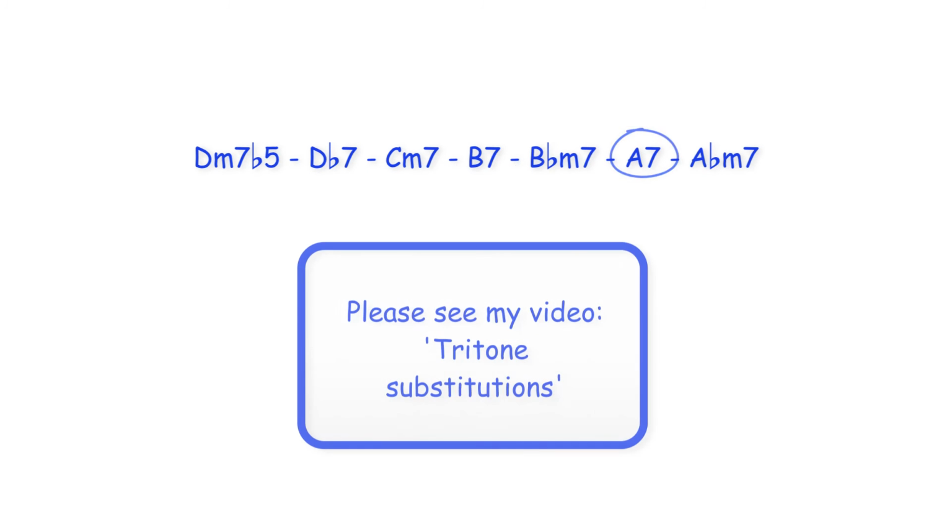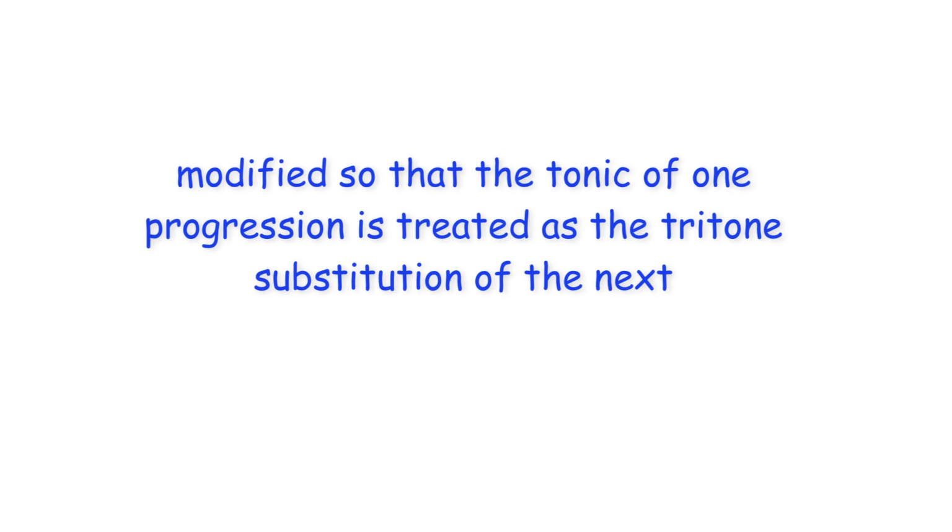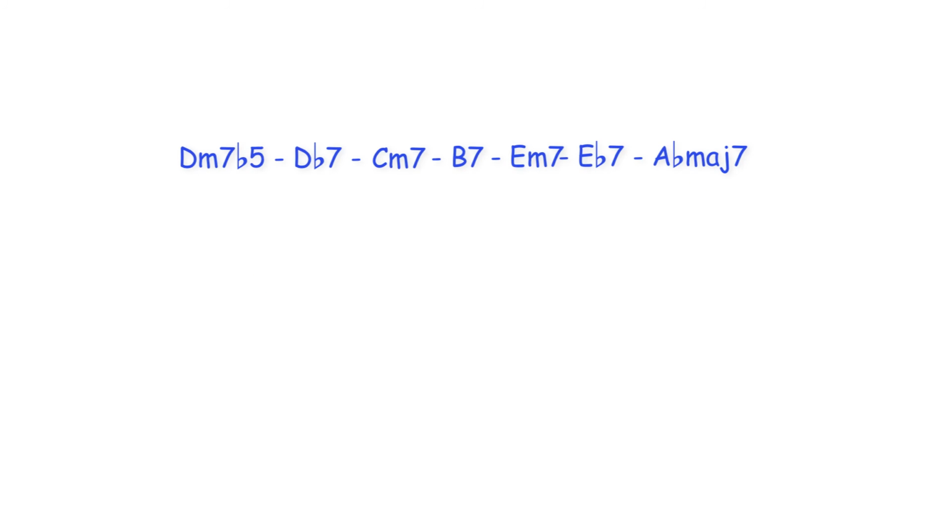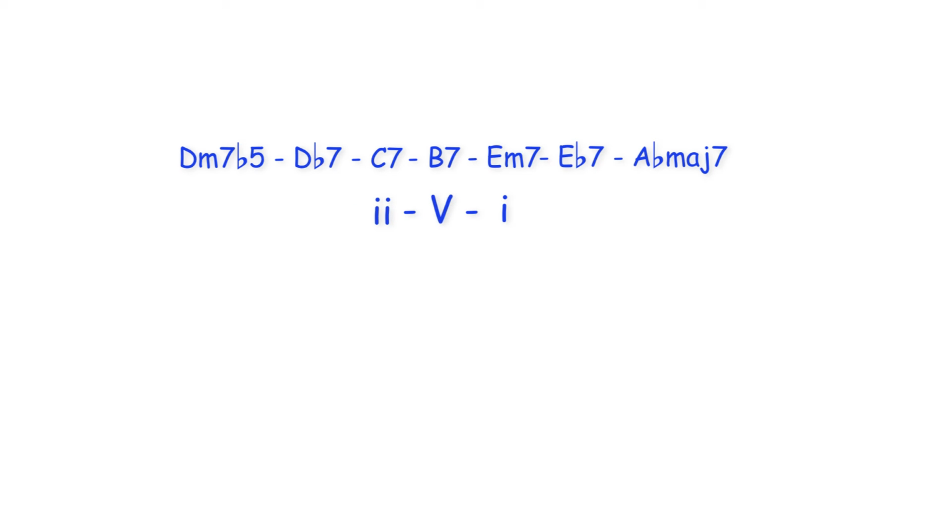Another common modification involves tritone substitutions being added to the sequence. Along with this typical usage of the tritone substitution, the interlocking tonic and supertonic chords can also be modified so that the tonic of one progression is treated as the tritone substitution of the next. In this example, the tonic C minor 7th chord becomes a C dominant 7th and is treated as the tritone substitution for the F sharp minor 7th chord, the supertonic of the E minor 2-5-1 progression.